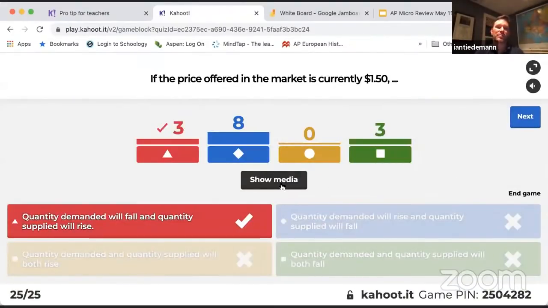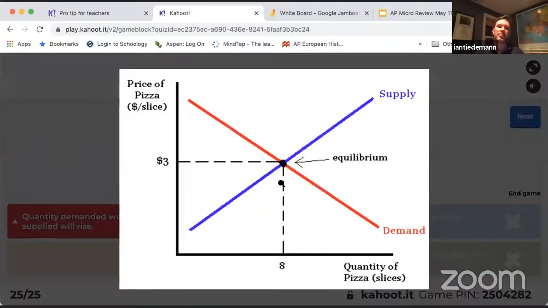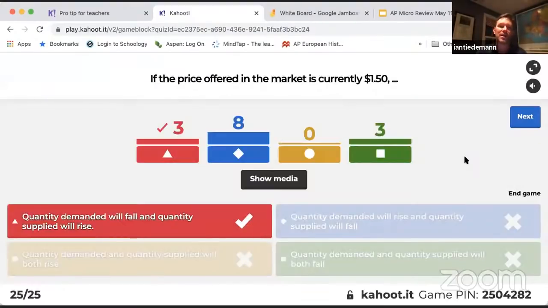All right, if the price being offered in the market was $150, that is below the $3. As a result of it being below the equilibrium price, you would have a really high quantity demanded and a really low quantity supplied. But eventually, the quantity demanded and the quantity supplied would have to come back to equilibrium and meet. And therefore, quantity supplied would have to increase, and quantity demanded would have to decrease to meet at equilibrium. So that ends our game.